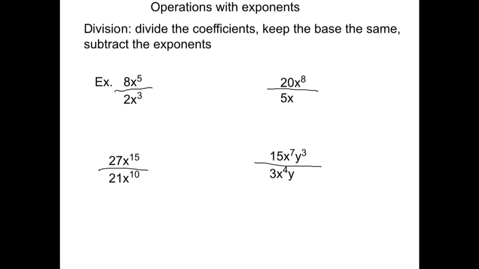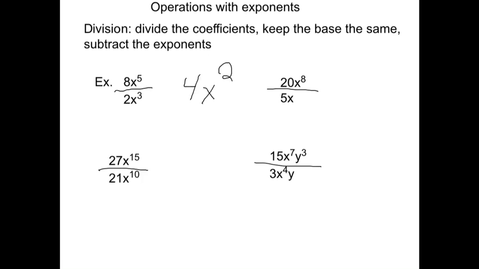With division, you're going to divide the coefficients, you're going to keep the base the same, and now you're going to subtract the exponents. So you divide 8 divided by 2, you get 4. You keep the base the same, and now you subtract the exponents.